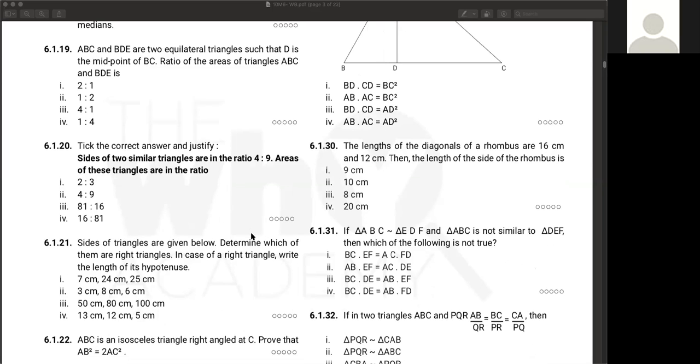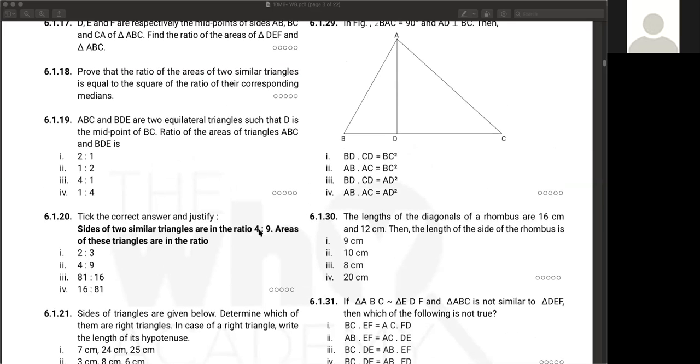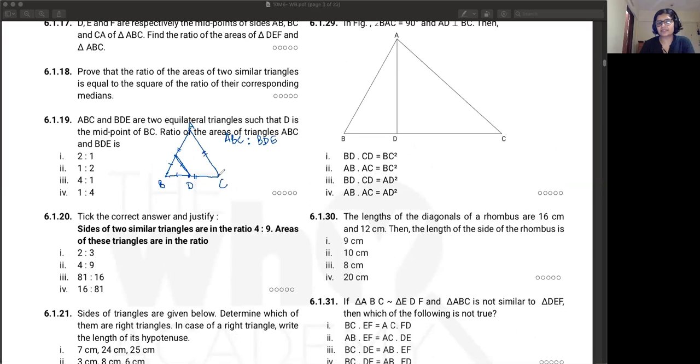I didn't get how we did that 19th question. Okay, I'll just do it again. So BD is the midpoint of BC, right? So what is the ratio of BC is to BD? 1 is to 1, right? Because both of the sides are equal, right? So BC is cut in half, right? So then won't it be, wait, ratio of BC to BD? Okay, sorry, 2 is to 1.